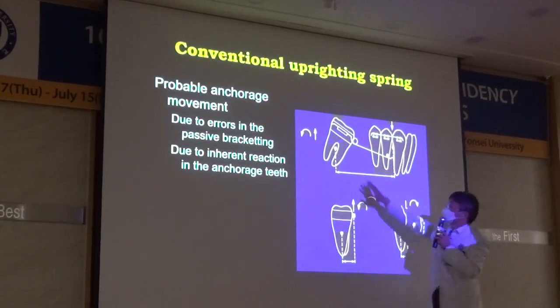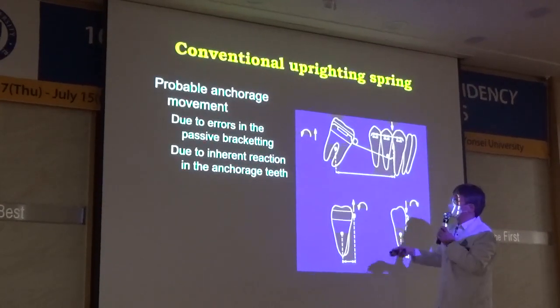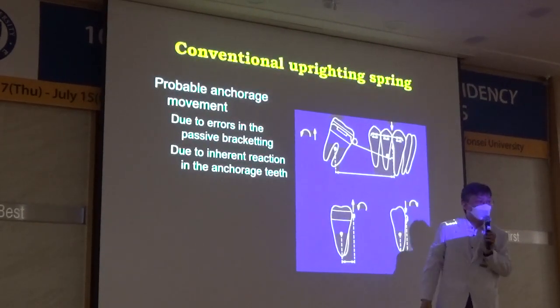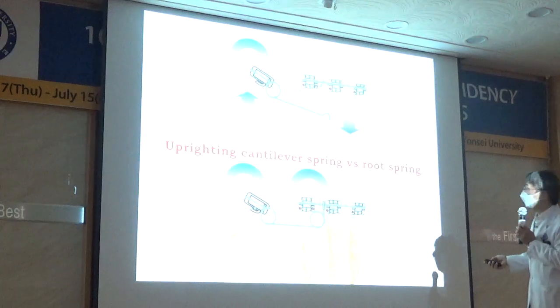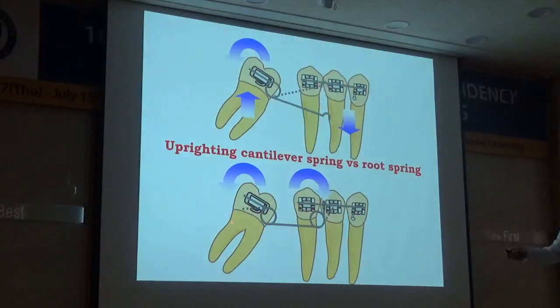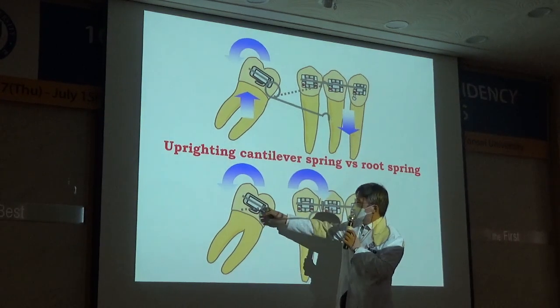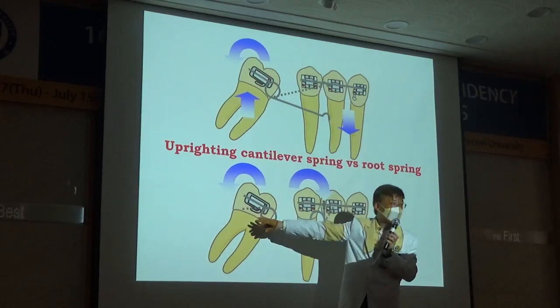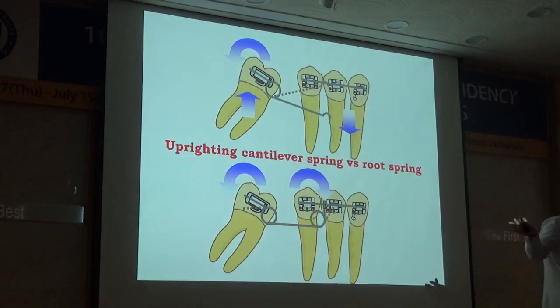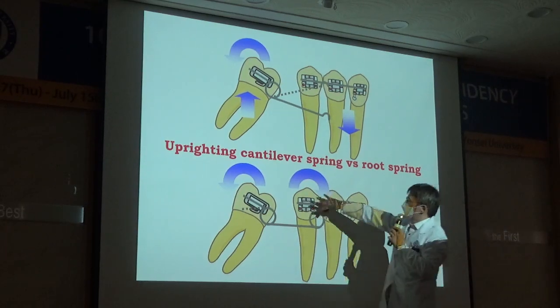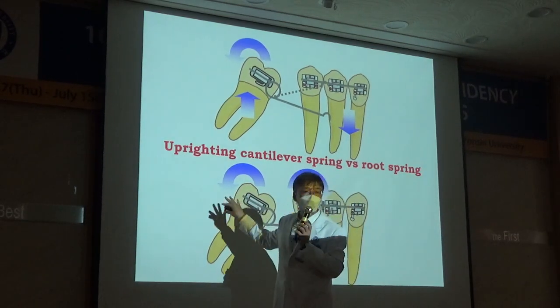Second thing, do you like this? You like this. I don't like this. I don't want to extrude. So you do this kind of thing, okay? Root spring. We call it root spring. By bending another helical spring, activating the medial and distal side, exactly the same angle. There is no extrusion, but pure rotation and rotation.